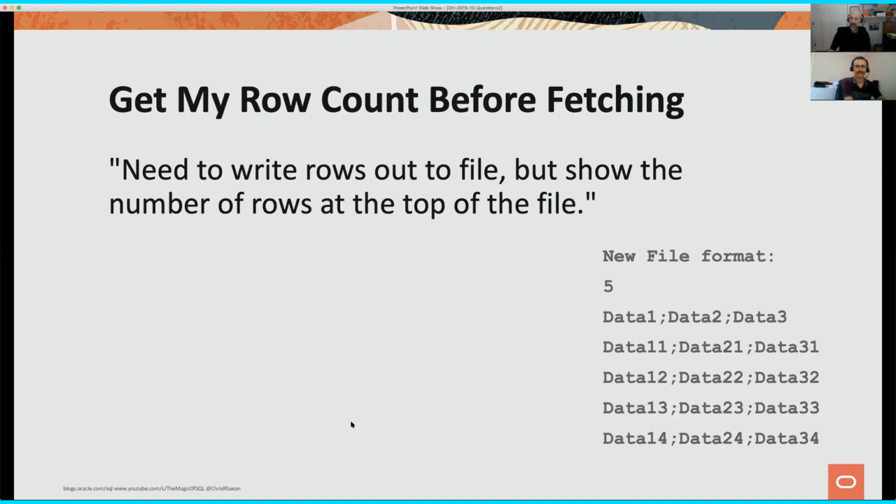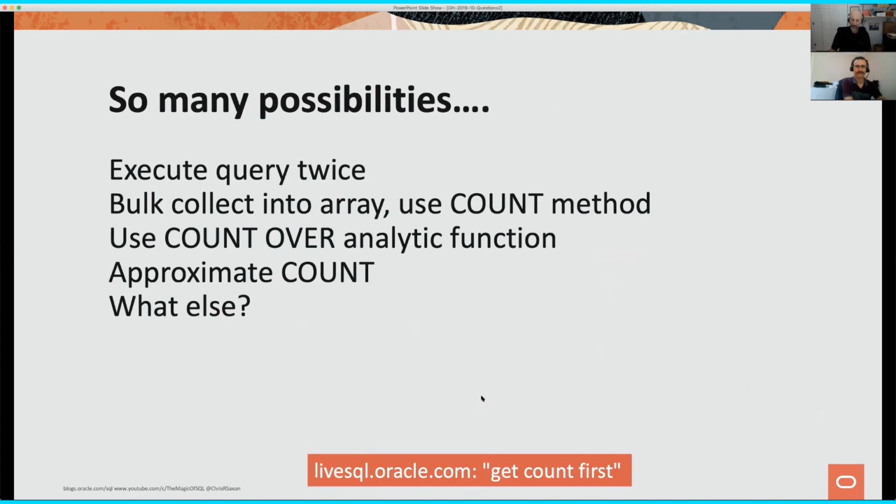So we started taking a look at different ways that this could be done. Several that we came up with, and we'd love to hear about your own ideas. I'm sure that we've missed some. First of all, execute the query twice: execute it once with a select count star over the whole thing and get the count, write out the amount, and then go through your algorithm. Bulk collect into an array and use the count method. Use the count over analytic function, rely on approximate count, and then let's find out what other things you have.